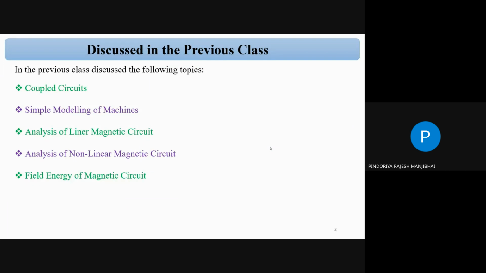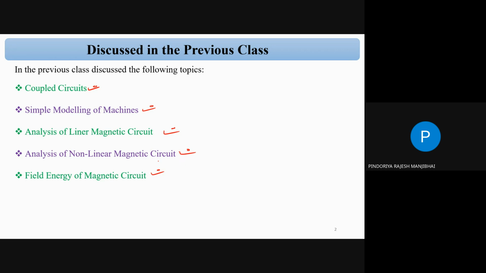In the previous class, we discussed the couple circuit. What is a couple? There is an electric couple as well as a magnetic couple, otherwise the mechanical couple. Then we discussed the simple modeling of electric machines, the analysis of the linear magnetic circuit, and the analysis of the non-linear magnetic circuit. And then we discussed the field energy of the magnetic circuit.